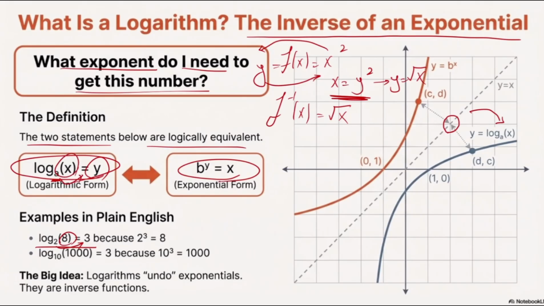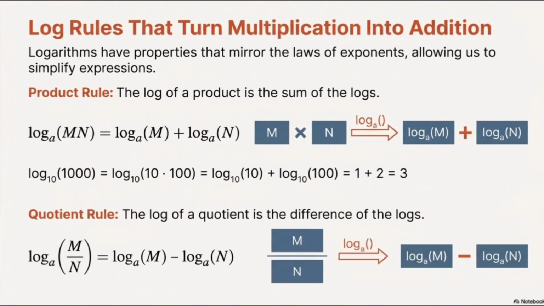So what is the big idea? The logarithm actually undoes the exponential. They're inverse functions. So let's talk about some rules of the logarithm. As we just saw, it is the inverse of the exponential function and it has slightly different rules. Logarithms have properties that mirror the laws of exponentials. Whatever law you have for the exponential is mirrored, allowing us to simplify the expression.